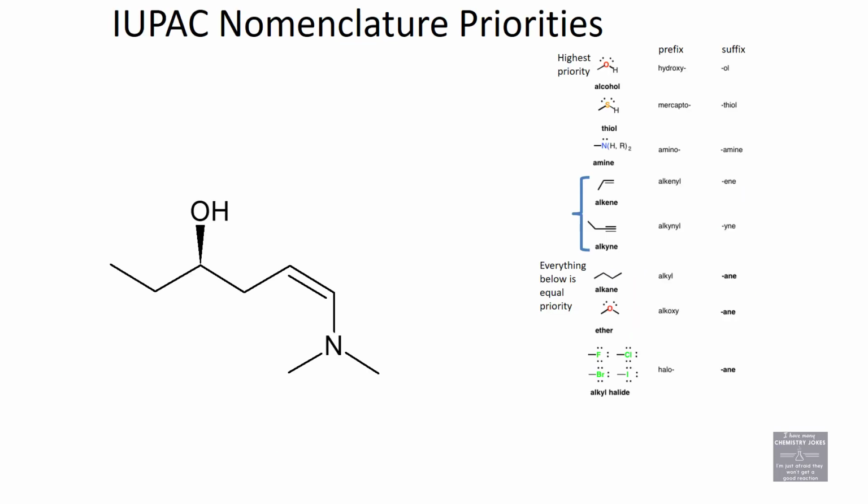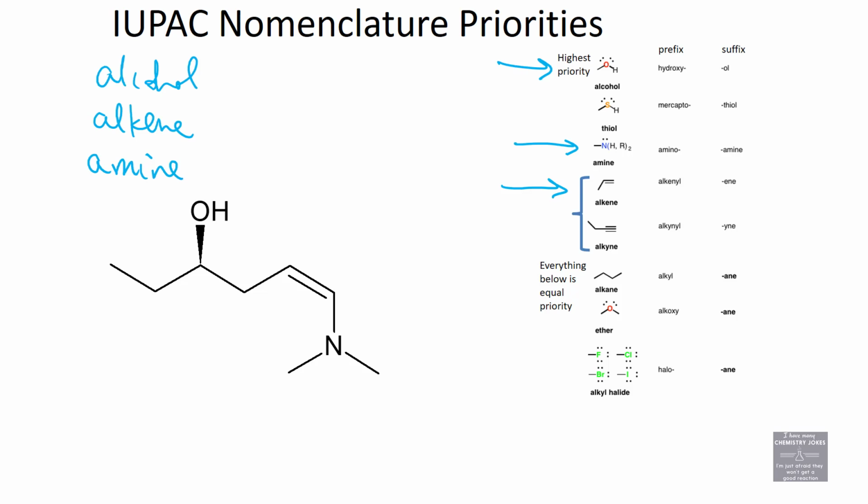Let's name a big beast like this. So the first question is, what functional groups do we have? We have an alcohol, we have an alkene, and we have an amine. You knew that, right? Yeah. We have an alcohol, we have an amine, we have an alkene.